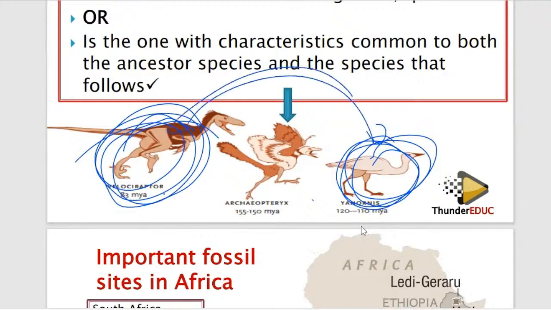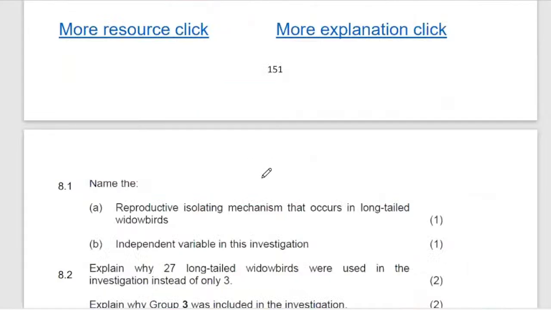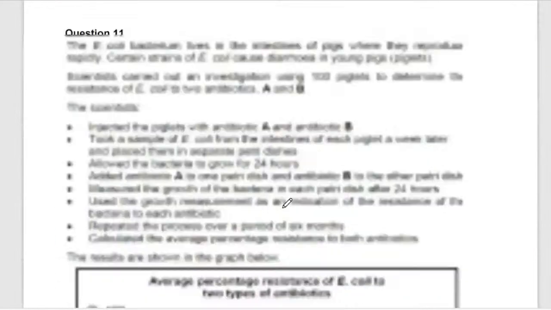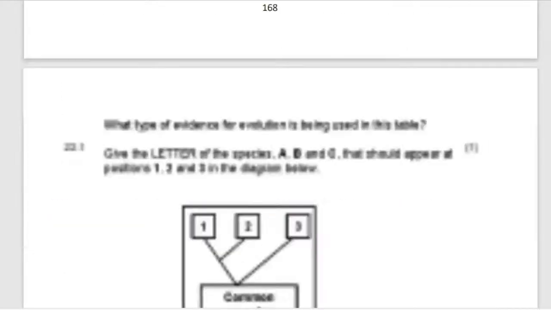How? Or they can bring two skulls and they ask you to give a reason why this is classified as a transitional fossil. Let me see if I can find a skull here, and then I show you what I'm trying to say. I think there are no skulls here.